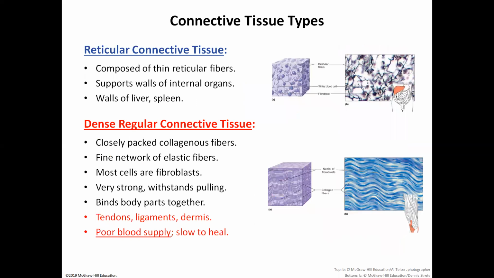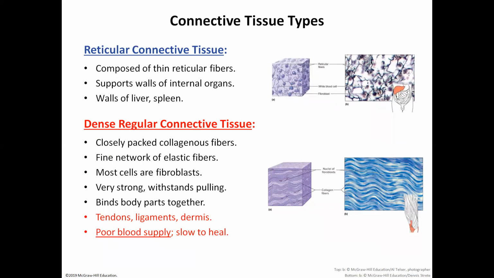Again, we have our reticular fibers and our reticular connective tissues. To give you a better picture, these are those reticular fibers I was talking about that are thin collagen fibers, and they help to support our internal organs and make that framework. This is where we find it on the liver and the spleen. Dense regular connective tissue is what composes our tendons and ligaments. They don't have a great blood supply.